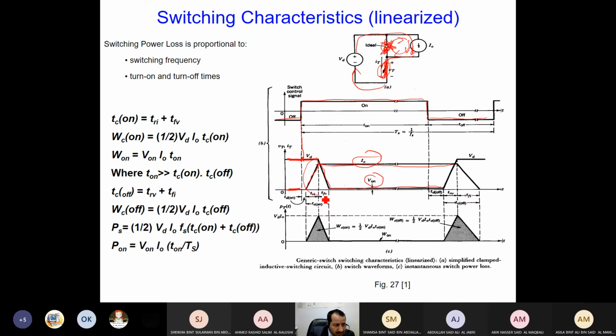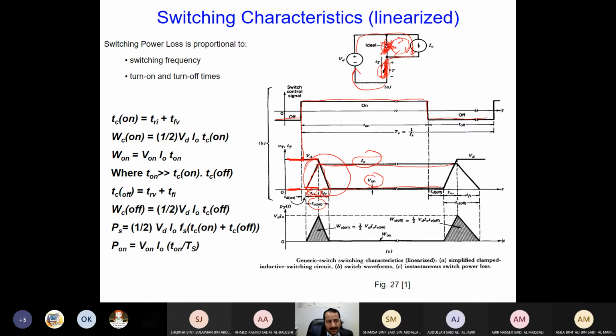You see this triangle, the first part of the triangle I will call TRI. It means rising time for current, while here TFV, falling time for voltage. The current increases, the voltage decreases. And if I add these two times, I will call them TC on, the switch on time.